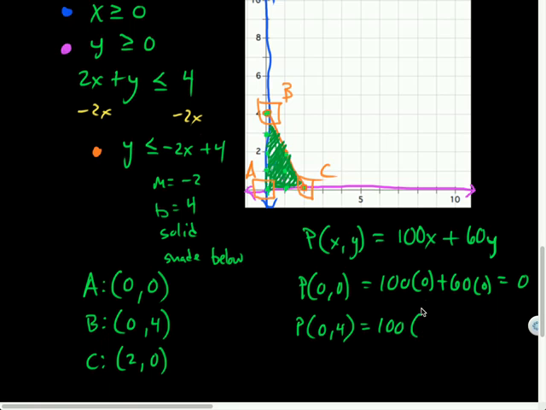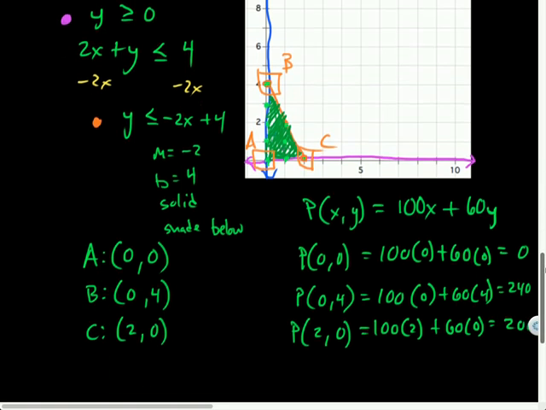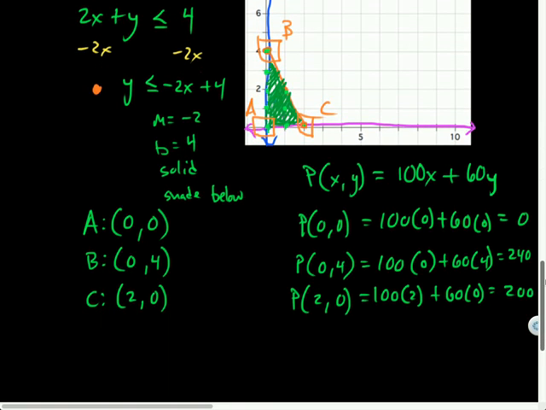But let's see. So then 100 times 0 plus 60 times 4, if I plug in the 4-chair situation here, 100 times 0 is 0. 60 times 4 is going to be $240. And then let's figure out P of 2 comma 0, so 100 times 2 plus 60 times 0, and that's going to be $200. So what's your advice for me if I want to maximize profit?